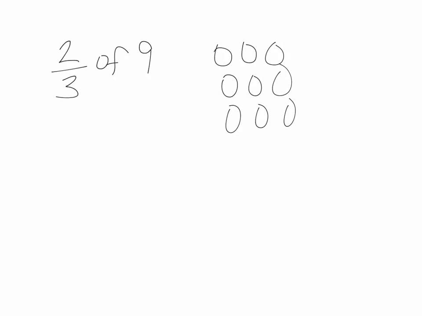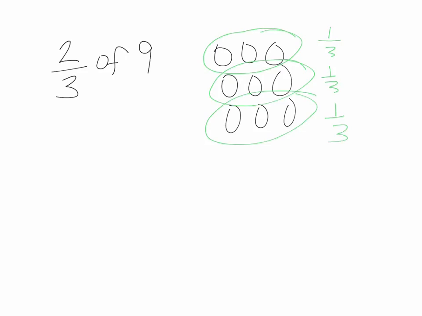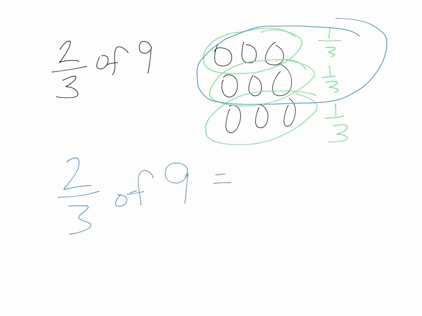2/3 tells me that there are 3 equal parts. So let's divide this in 3 equal parts, and we all know that 3 times 3 is equal to 9. So this is 1/3, 1/3, 1/3. Very important that you are organizing your work, you're labeling it, so again, you can see if you're on the right track or where you went wrong. So now I'm looking for 2/3 of that. So 2/3 of that is 2 of these groups. So 2/3 of 9 equals 6. Okay?